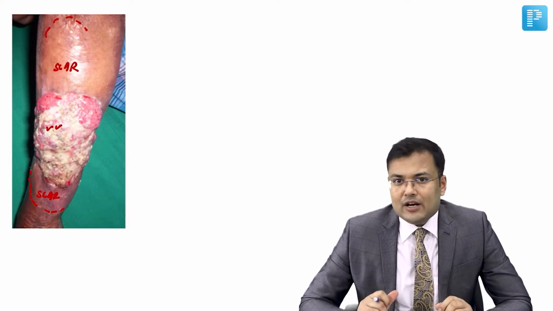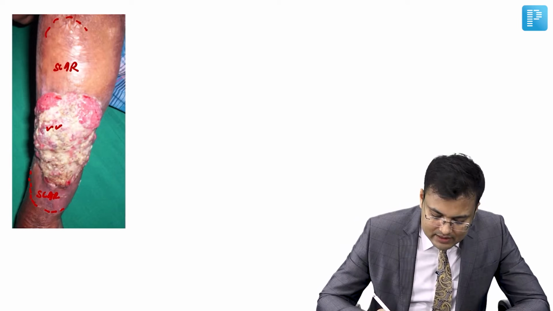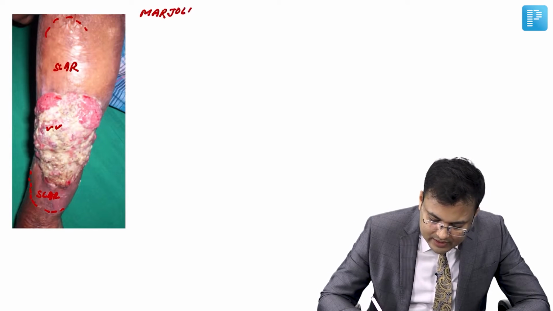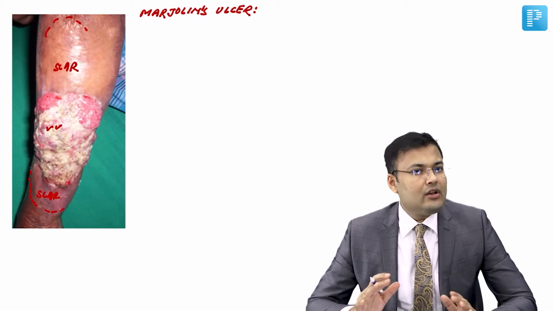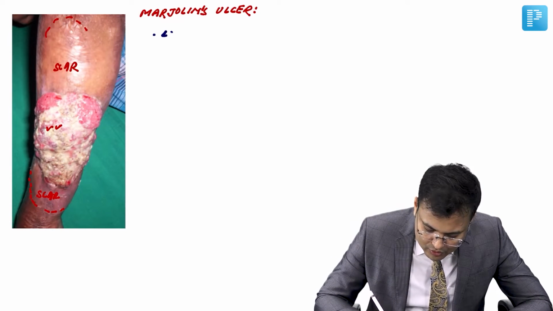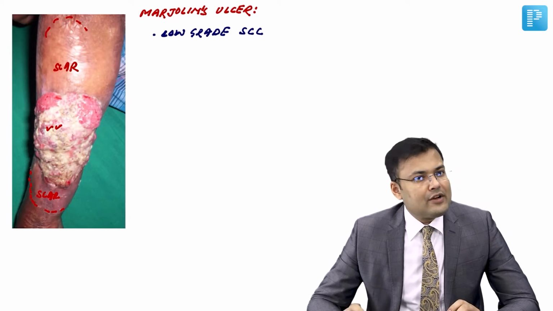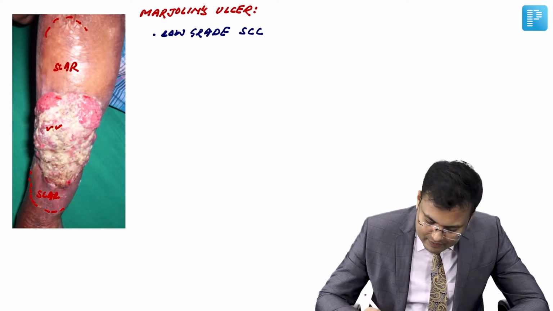So what is this kind of ulcer? This is Marjolin's ulcer. The diagnosis is Marjolin's ulcer. This is frequently asked in exam. And you know that Marjolin's ulcer is a low-grade squamous cell carcinoma, and it arises from long-standing scar or chronic benign ulcer.